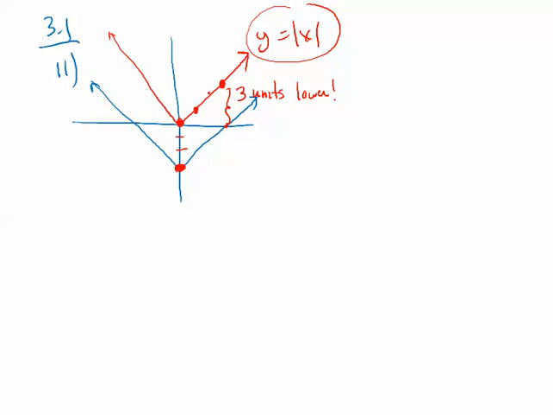Points are everywhere. What the book wants you to realize is that to get from the red graph to the blue graph, you have to go 3 units lower. So instead of being at 1, 1, now you're at 1, negative 2. Instead of being at 2, 2, now you're at 2, negative 1. So we're just looking at the negative 3, the distance between the two. Okay, no problem.